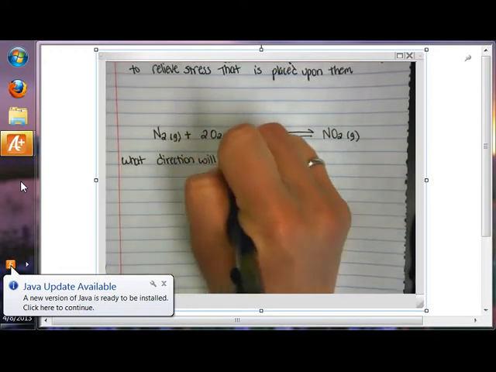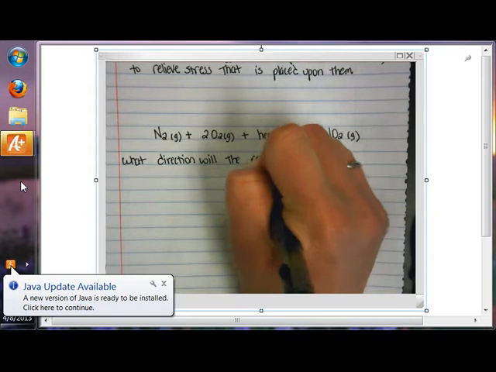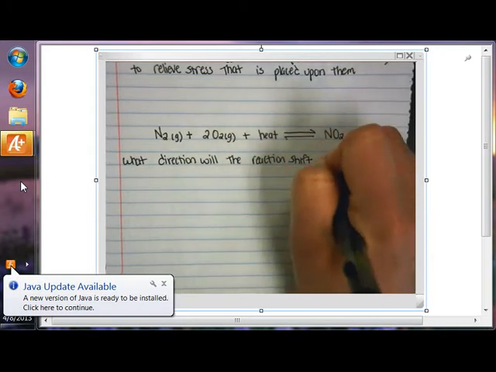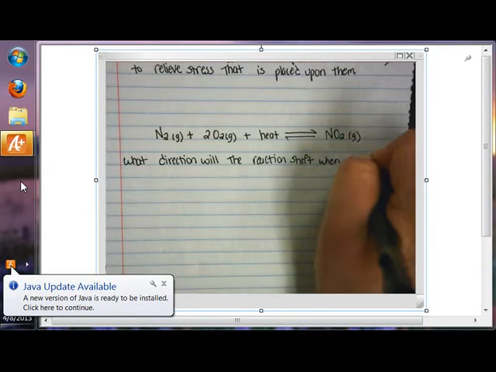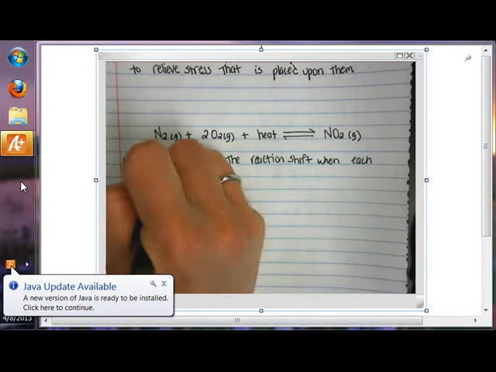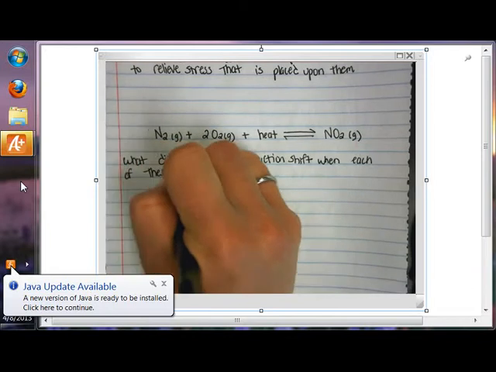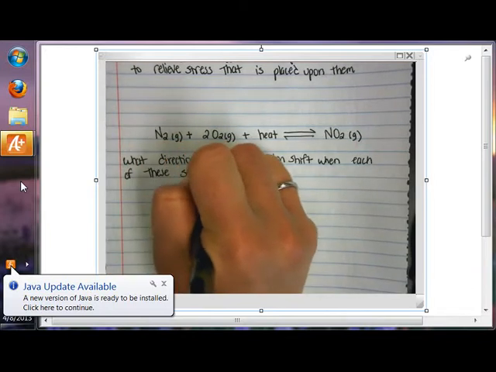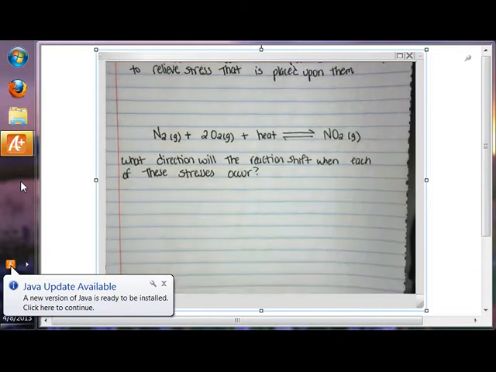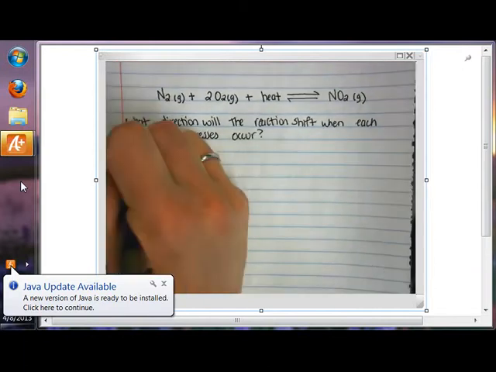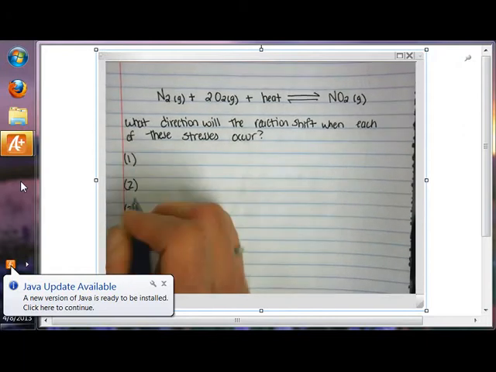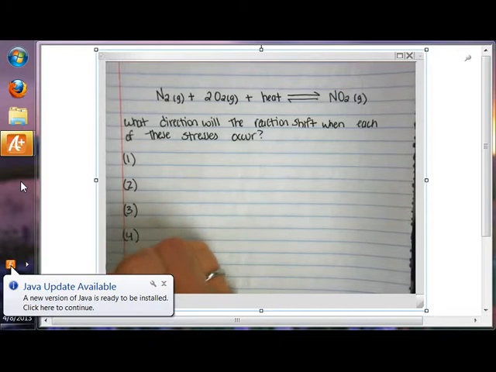The directions are going to say, what direction will the reaction shift when each of these stresses occur? So 1, and then I'm skipping lines, 2, 3, all the way down to 8. Skip lines.